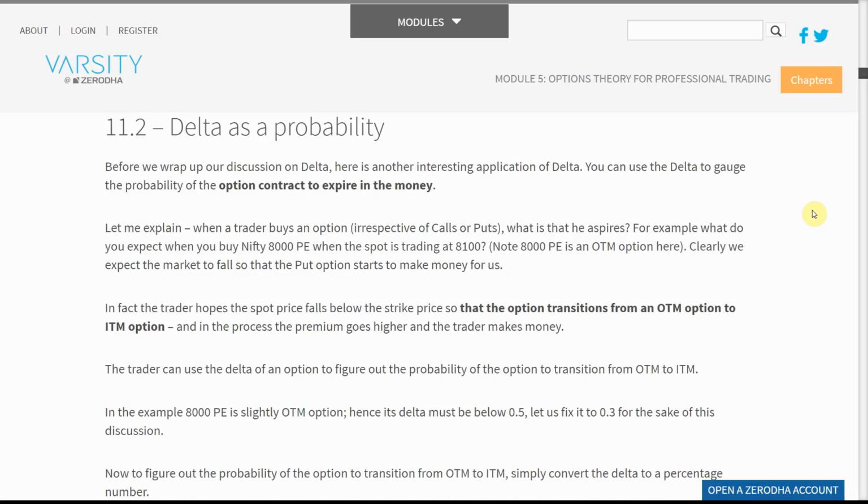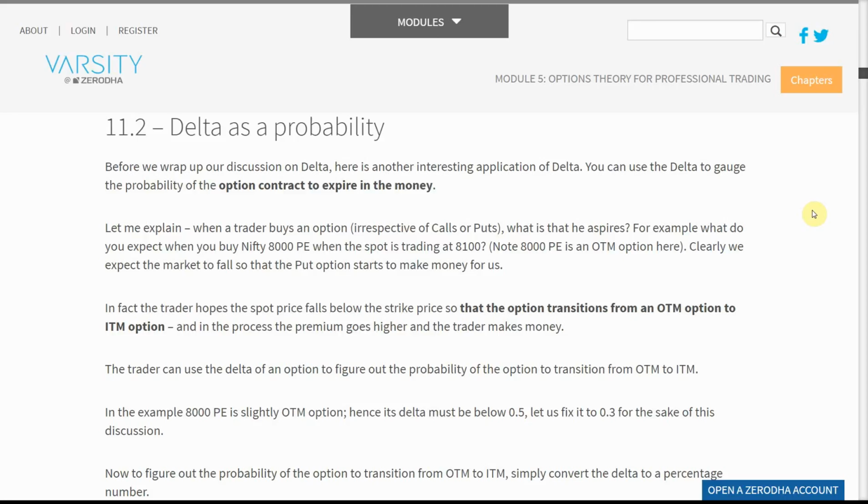11.2 Delta as a probability. Before we wrap up our discussion on delta, here is another interesting application of delta. You can use the delta to gauge the probability of the option contract to expire in the money. Let me explain. When a trader buys an option, irrespective of calls or puts, what is it that he aspires to? For example, what do you expect when you buy Nifty 8000 PE when the spot is trading at 8,100? Note the 8000 PE is an OTM option here.